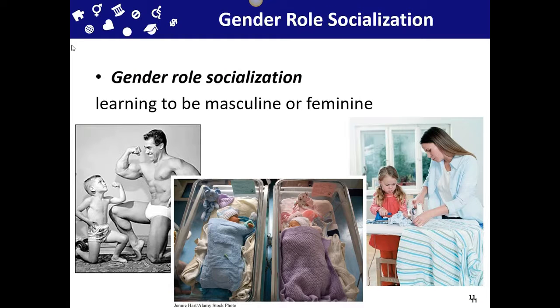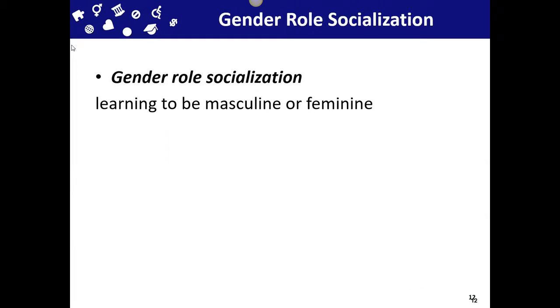Now, how is gender constructed? How are ideas about gender passed on from one generation to the next? Here we go back to gender role socialization, that society teaches us to be masculine or feminine, and does so through the four main agents of socialization that we talked about back in chapter 4.